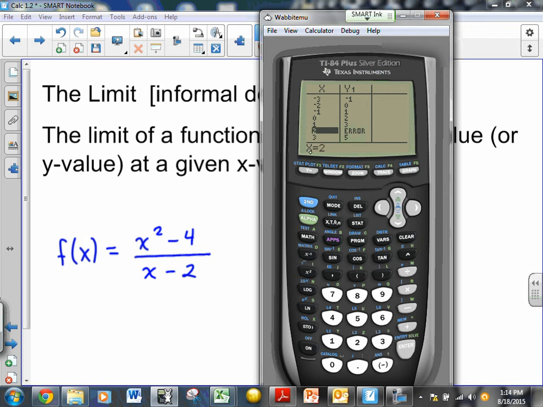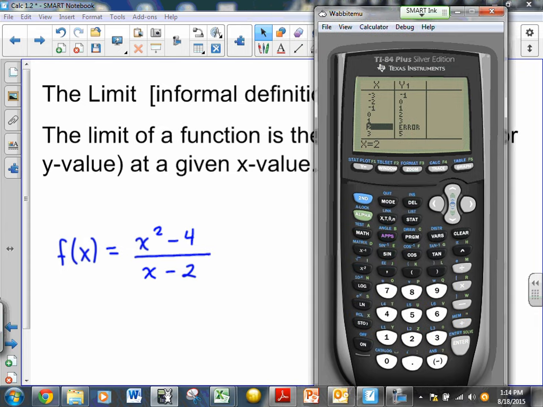Why is that? Well, when I plug in 2 into my function here, I'm going to get 2 squared minus 4 on top and 2 minus 2 on bottom. That's 0 over 0. You can't divide by 0. You can never divide by 0. So we don't have a value here that makes that true. So when we're looking for the limit, we're looking for what we'd expect that value to be. We can do that a couple different ways. I want to look at it graphically. Well, let's do numerically first.